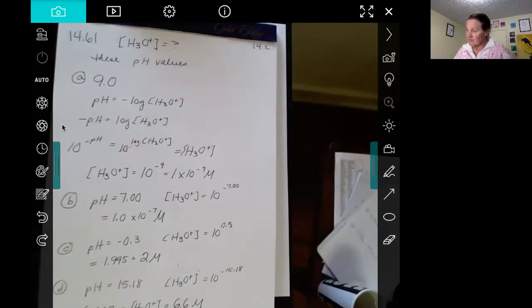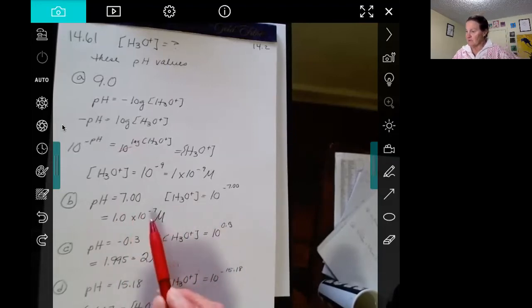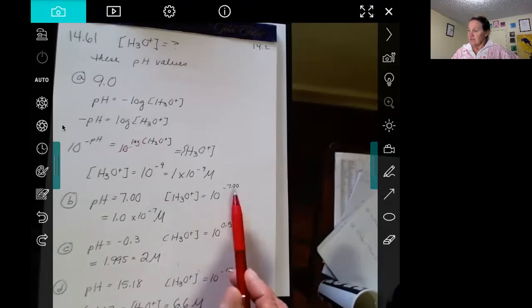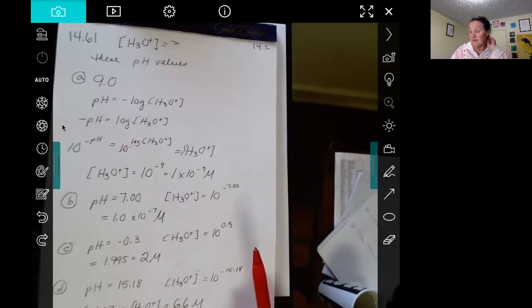The next one, 7.00, with 2 zeros to the right of the decimal, means we have 2 sig figs. So 10 to the minus pH gives us 1.0 times 10 to the minus 7. So very similar to problem A, just 1 more sig fig.